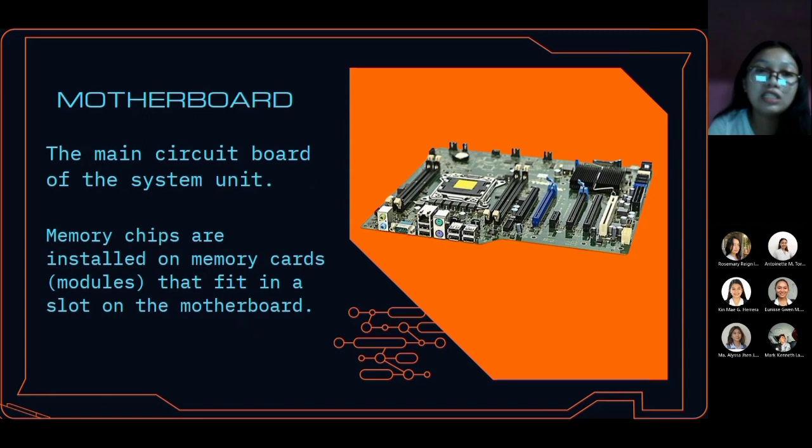Motherboard. The motherboard is the main circuit board of a computer. It's like the nervous system of the computer because it connects all the parts together such as the CPU, RAM, and other components. The motherboard allows everything to communicate with each other and work together to make the computer function properly. It also contains important ports for connecting devices like your keyboard, mouse, and monitor to your computer. Memory chips are installed on memory cards or modules that fit in a slot on the motherboard.